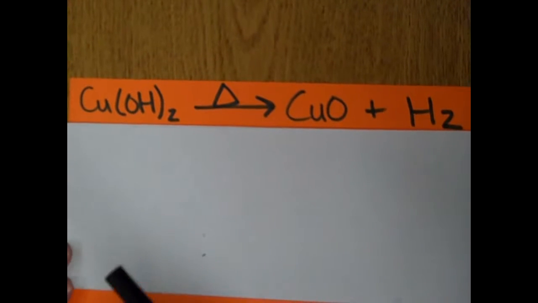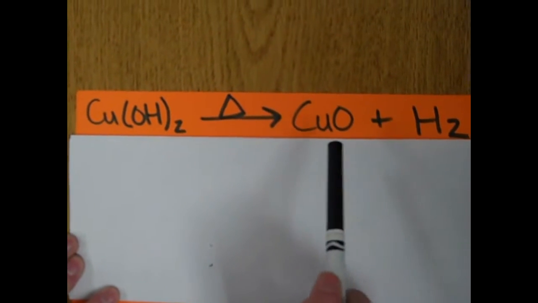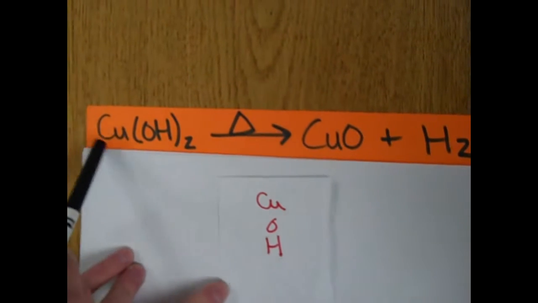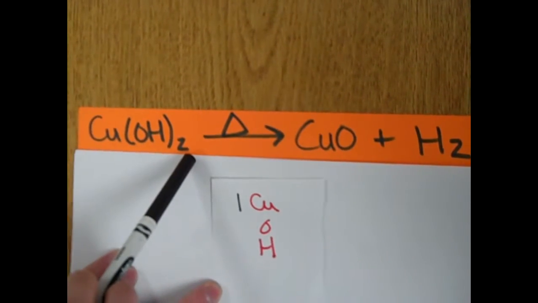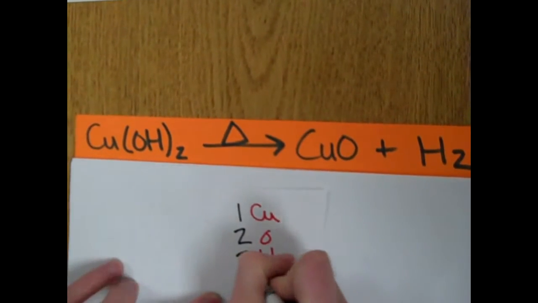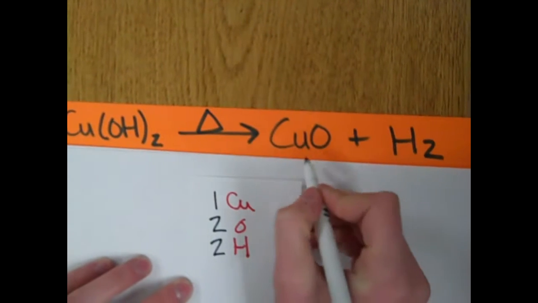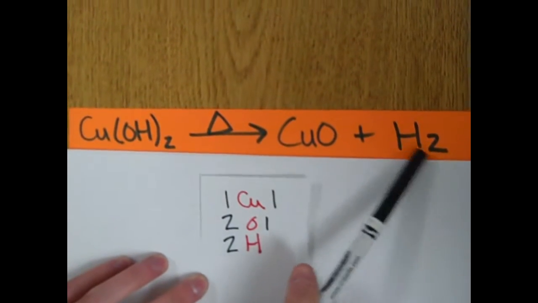In the next equation, we will be taking the copper hydroxide and heating it to change it to copper oxide and hydrogen. So, on the left side, there's 1 copper, and then 2 oxygens because of the 2 outside the parentheses, and 2 hydrogens. And then on the right side, there's 1 copper there, 1 oxygen, and 2 hydrogens.